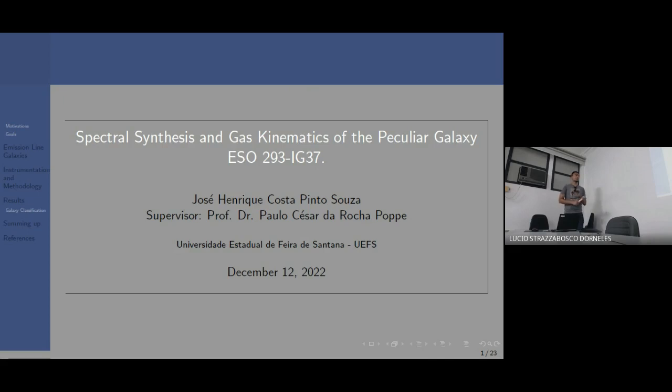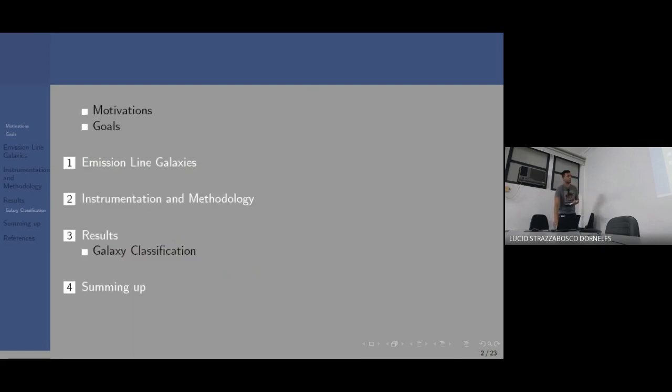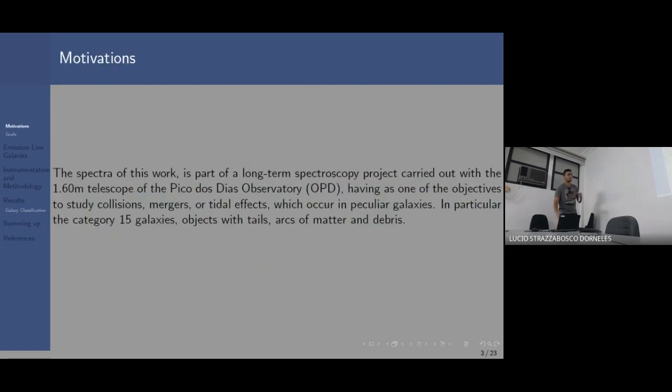Hello everyone, my name is Henrique, and today I'm going to be presenting a work that was developed in my undergrad course at the State University of Feira de Santana, under the supervision of Professor Dr. Souza, that has the title Spectral Synthesis and Gas Kinematics of the Peculiar Galaxy ESO 293 EG 37.